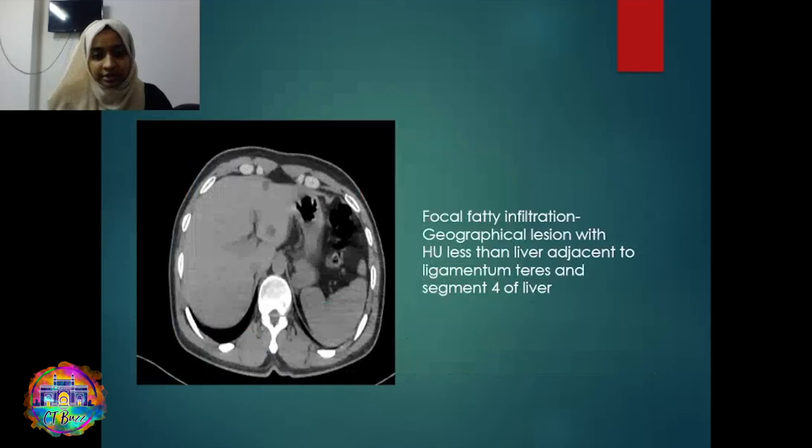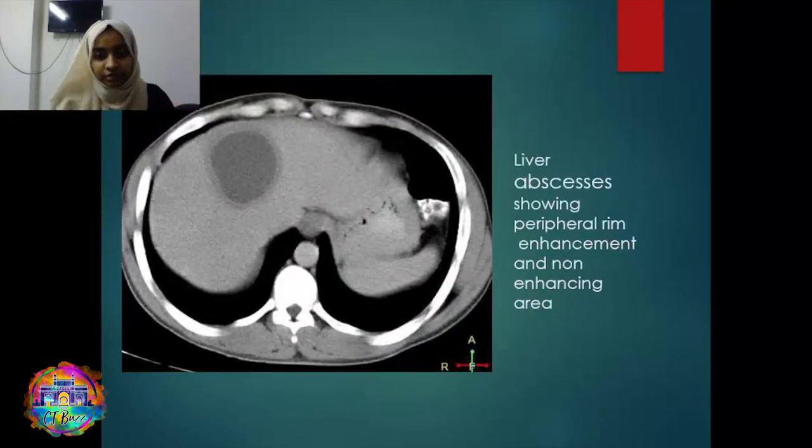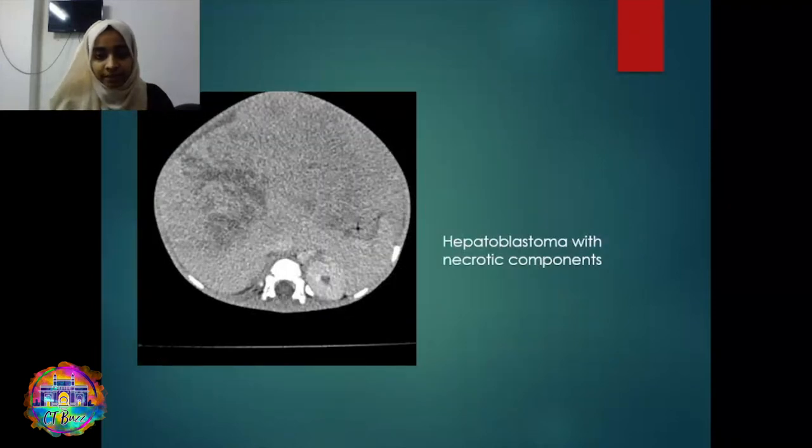This is the axial CT image showing geographic lesions, HU less than the liver, but enhancing similar to the liver. This is a focal fatty infiltration. This is a liver abscess, which shows a peripheral enhancement with a central non-enhancing area. This is most commonly elliptic.